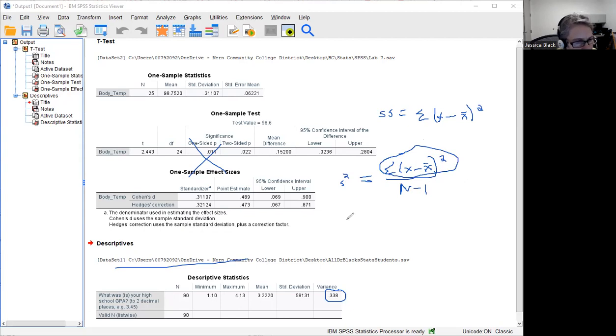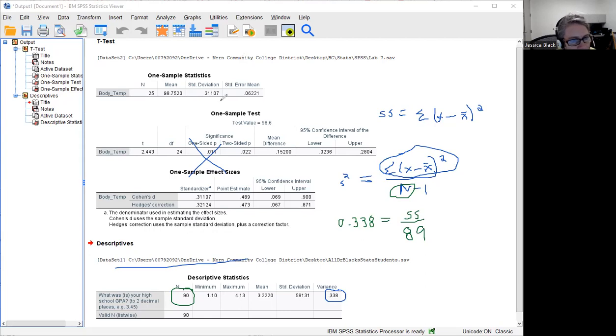So we have the variance is 0.338 equals sums of squares, which is our unknown, over n minus 1. So n, go down here. N is 90. So 90 minus 1 goes down here. So 90 minus 1 is 89. All right. So far, so good.